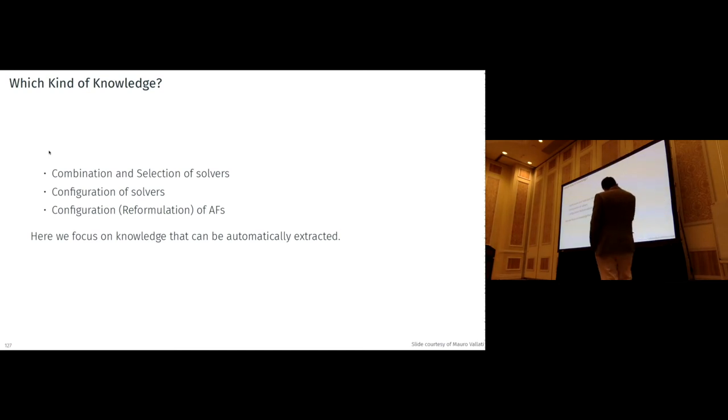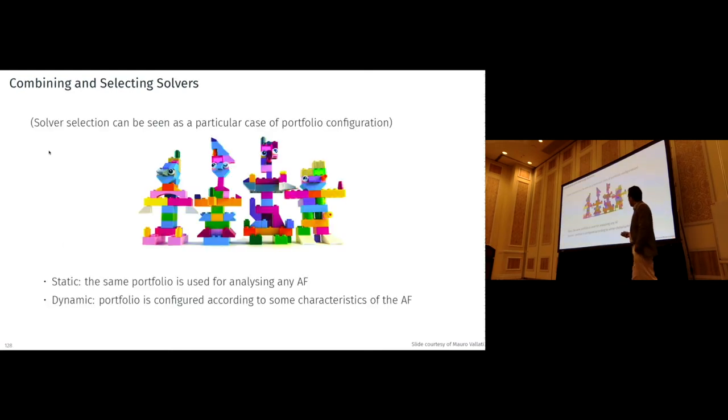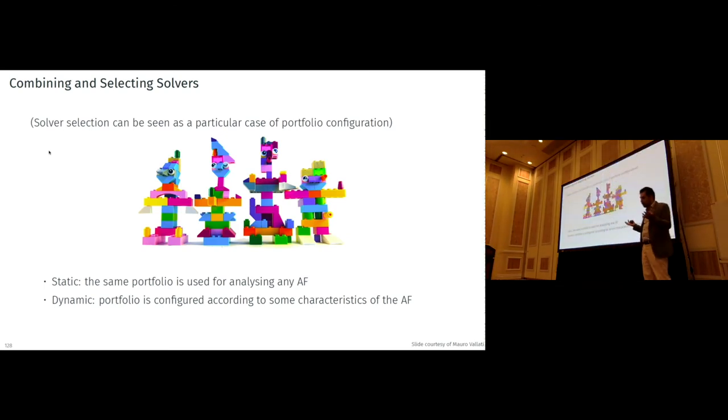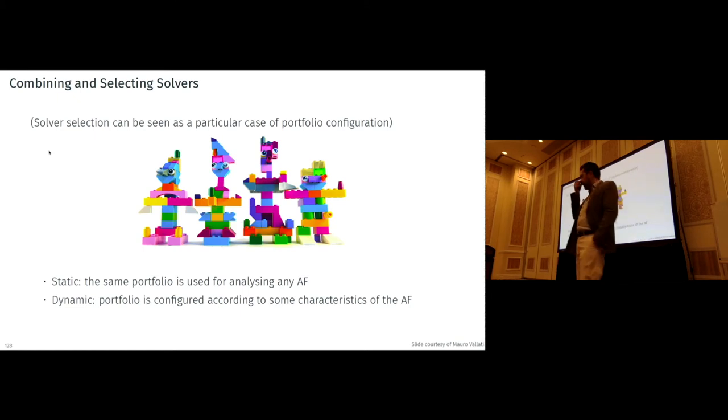So what we can do, in essence, is try to use machine learning to identify combinations and selections of solvers, configure the solvers themselves, and eventually reconfigure the input before the solver in order to affect the performance. Now, regarding the combination of solvers, the idea is to create a portfolio of abstract argumentation solvers, such that this portfolio can be used to analyze a single argumentation framework instance with a specific problem. And the idea is that this portfolio should perform better than any single solver used alone. We can have two types of portfolios, a static one, such that the same portfolio is used for analyzing any argumentation framework, or a dynamic one where the portfolio is configured dynamically depending on the characteristics of an argumentation framework.